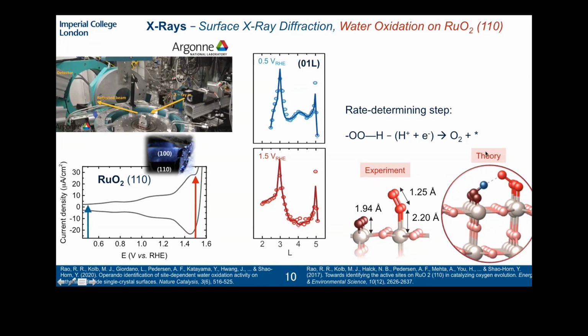Using theory, we can also see that this OO group is the most stable structure at these potentials, where it can be stabilized by this neighboring OH group, in this configuration here. What that tells us is that the rate determining step for this reaction might be the final deprotonation of this last hydrogen bonded to this OO group. If you increase the potential slightly, you can deprotonate this hydrogen, and that results in the evolution of oxygen on the system.